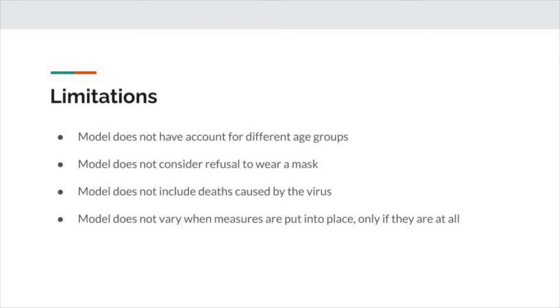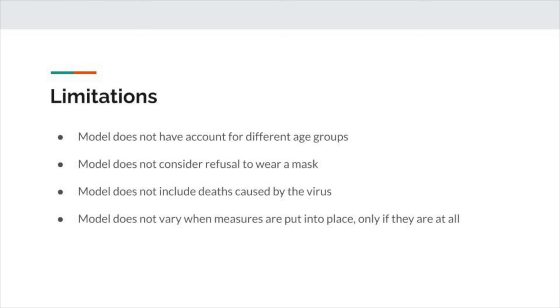As for some of the factors that this model lacks, it does not take into account different age groups and the different, perhaps, immunodeficiencies or infection possibilities of those age groups, or spread possibilities, with younger kids probably being more likely to spread the virus as they're usually not as careful as adults or the elderly. The model also does not consider any of the population that will possibly refuse to wear a mask. It also does not include anything regarding deaths caused by the virus itself, so that could possibly have an impact on the spread, on those who are able to spread it.